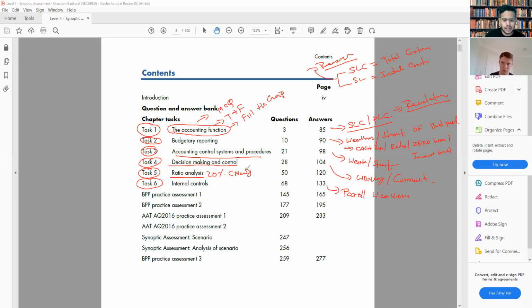Question number 6. Now, sometimes the question also comes from the cost benefit analysis. The cost benefit analysis is all about when we have a scenario, and the question gives us some cost and some benefit.